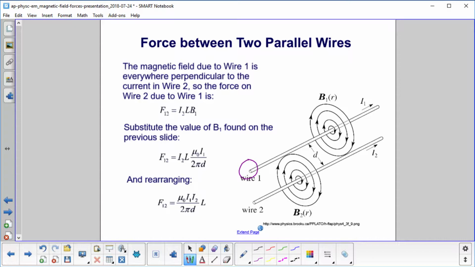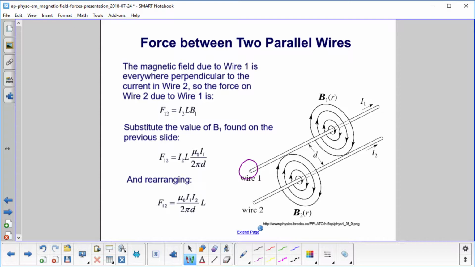is everywhere perpendicular to the current in wire 2. You can see the magnetic field here, how it's pointing down. Right at this point, the current's kind of going into the page. This is perpendicular to it. Again, it's a little tricky to see, but it is perpendicular. So the force will be I L B sine theta, and sine of 90 is 1.